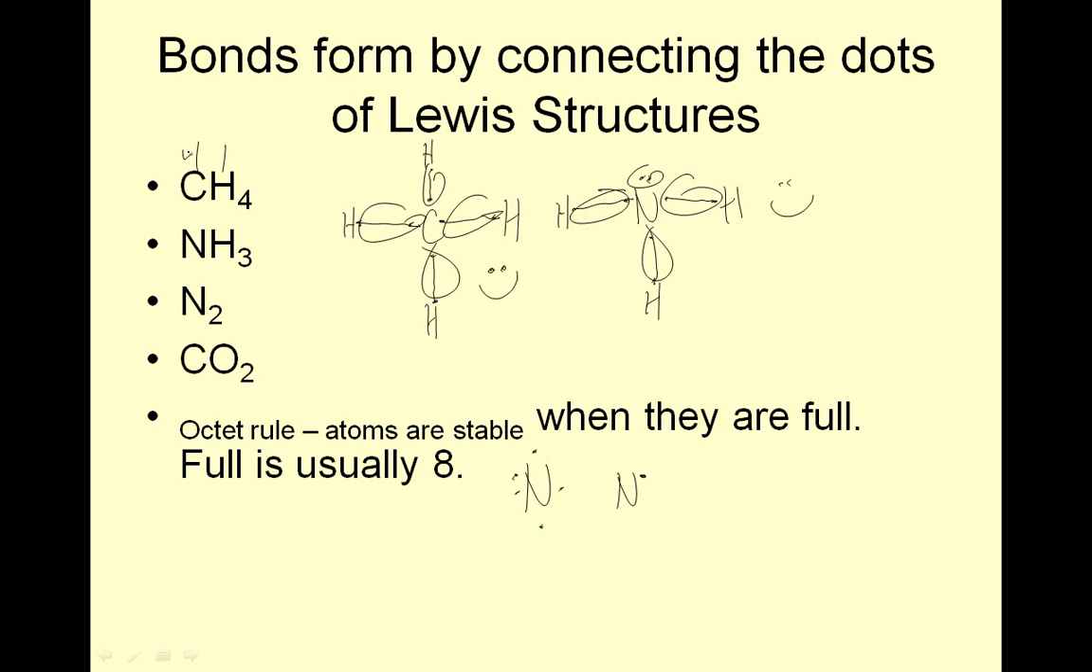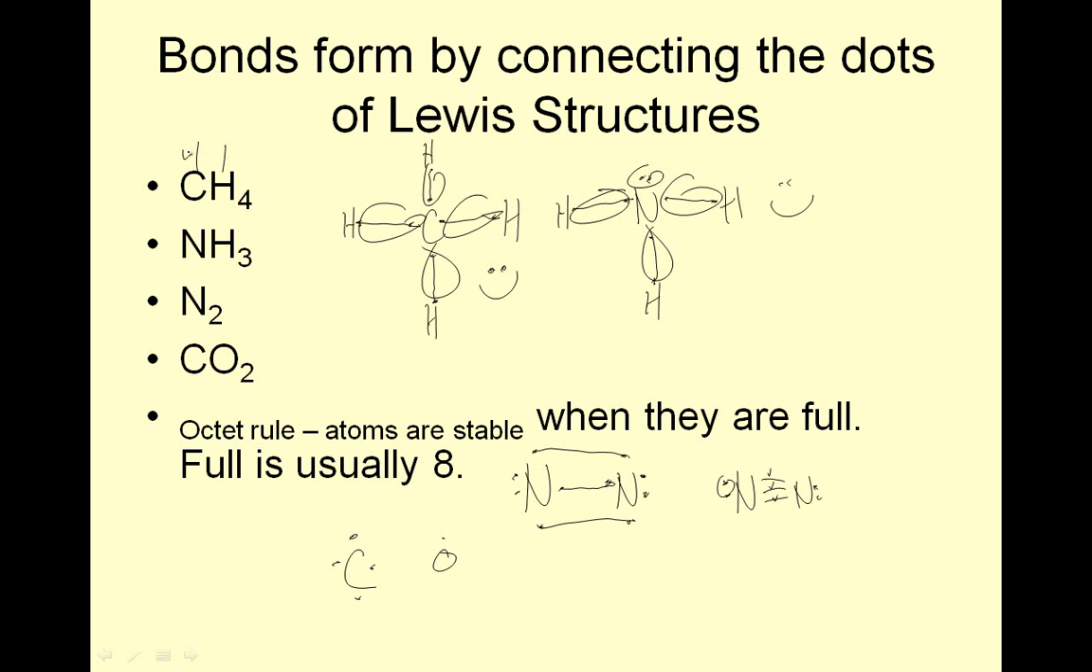Notice how I'm pointing my single electrons at each other. Nitrogen is diatomic. And when I connect the dots, now if I rewrite that, it looks a lot better. And it clearly forms a triple bond. Okay, so it's a triple bond, and it has 2, 4, 6, 8 for each nitrogen. So that's stable.